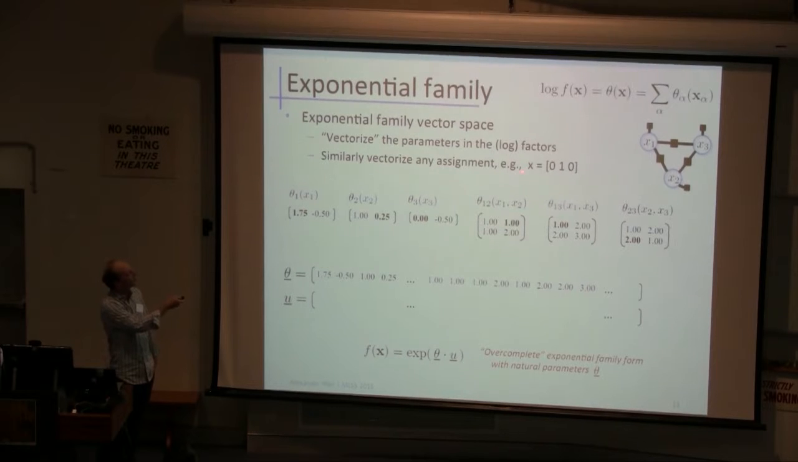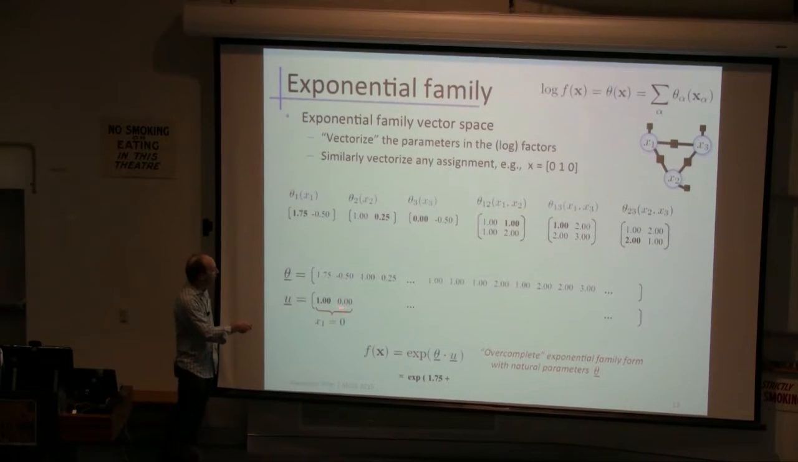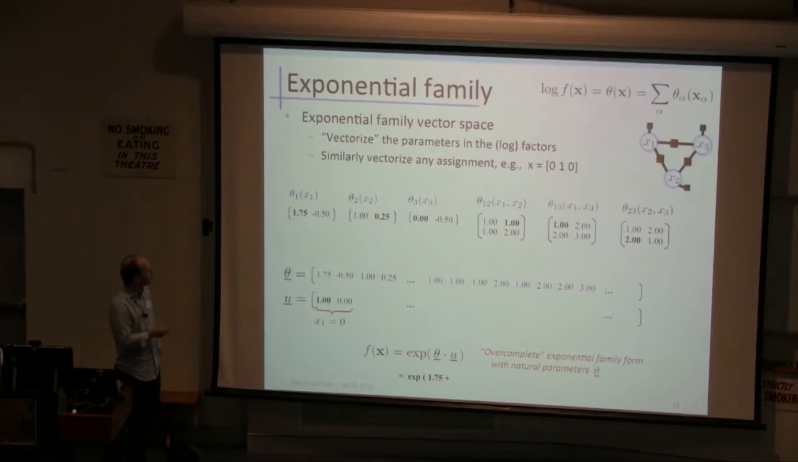So for instance, if I have some state of this system, 0, 1, 0, to evaluate the model, I would look up theta 1 of 0, theta 2 of 1, theta 3 of 0, theta 1,2 of 0,1, and so on. And we can create a parameter vector here, theta, and our feature vector u, where we have entries of this feature vector corresponding to each variable's state.